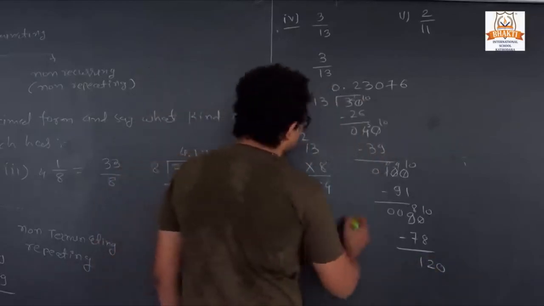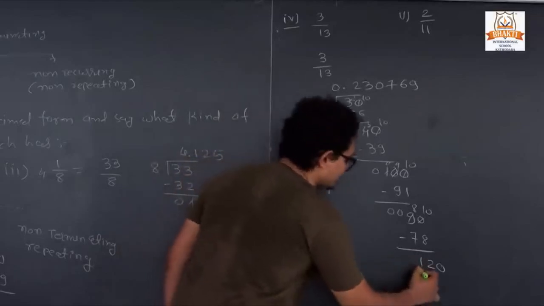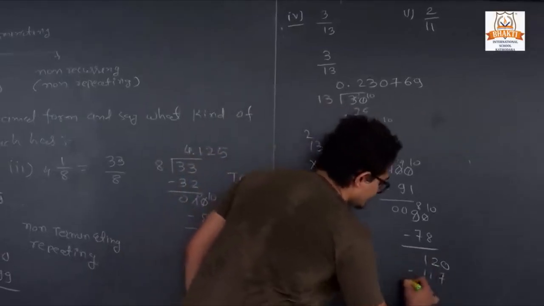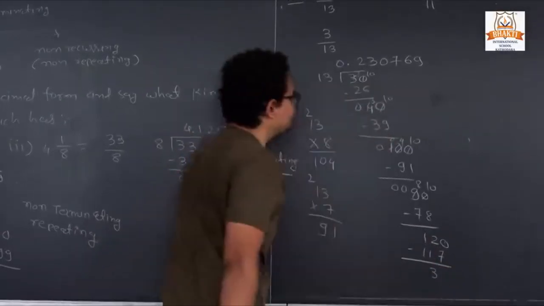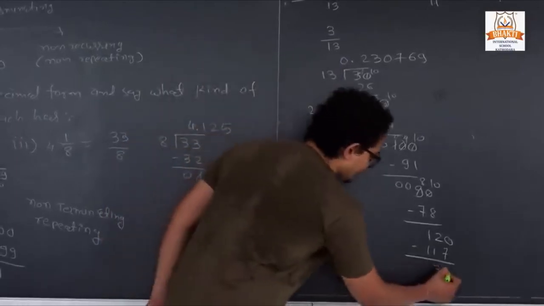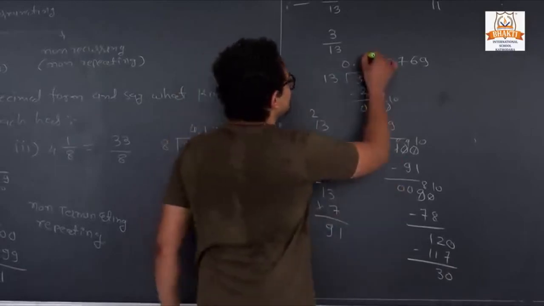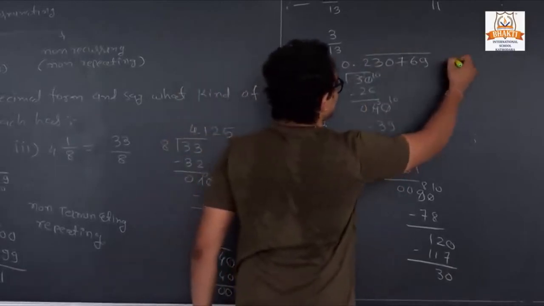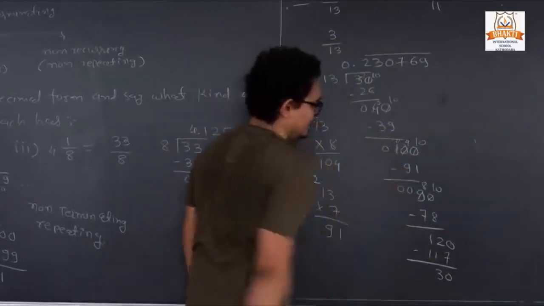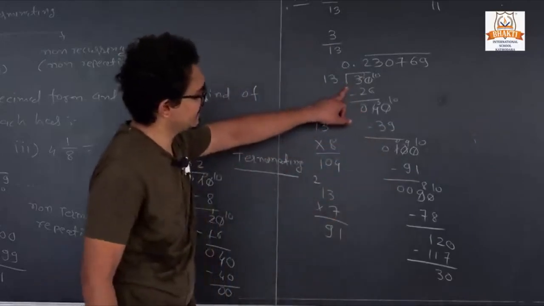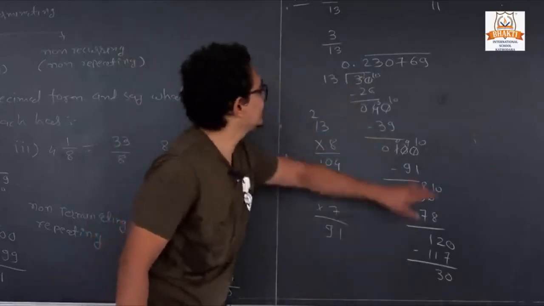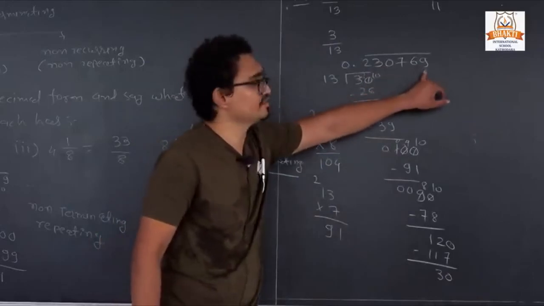Now 13 9s are 117. So once again we have a 3. Now we put 0, so once again we get 30. So these digits are repeated now, 2 3 0 7 6 9, because we started with 30 and once again we get 30. So these 6 digits are repeated.